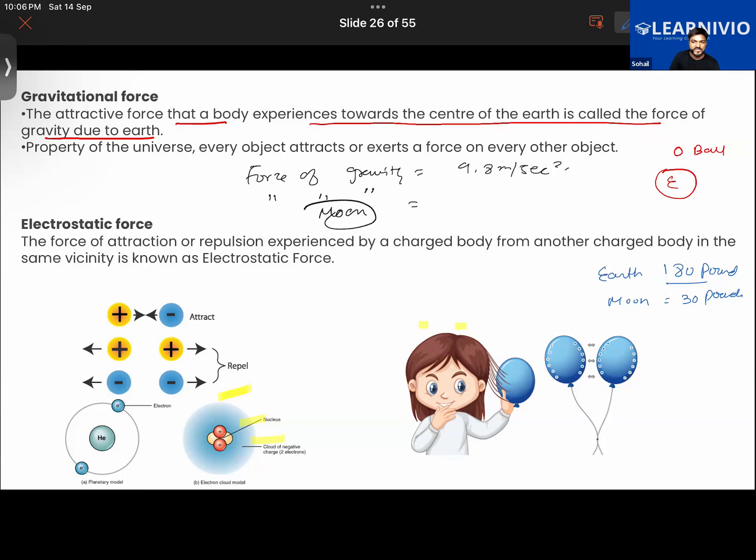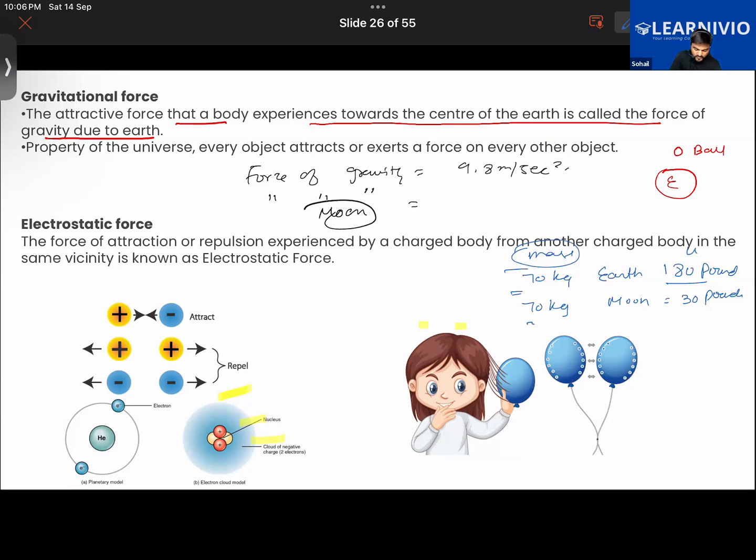Your weight on earth is different. Your weight on any other planet or, let's say, asteroid, will be different, because weight is basically the force with which you are pulled towards the center of that planet, while your mass will be same. Let's say you weigh 70 kilogram. On moon also you'll be weighing 70 kilogram. I mean to say, talking about the mass, your mass would be same.